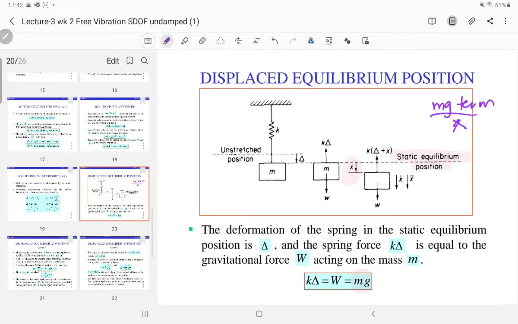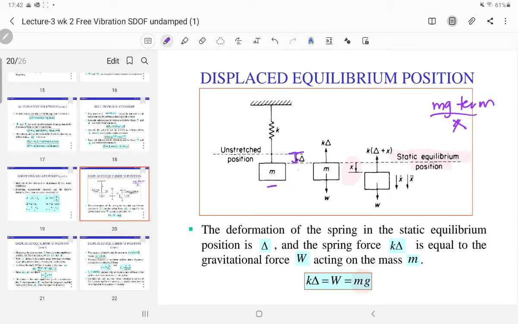So this is the explanation. When you have a mass, first of all, it's in the unstretched position, and when you put it at the end of a spring, as shown here, from the unstretched position it will go down due to gravity, isn't it?